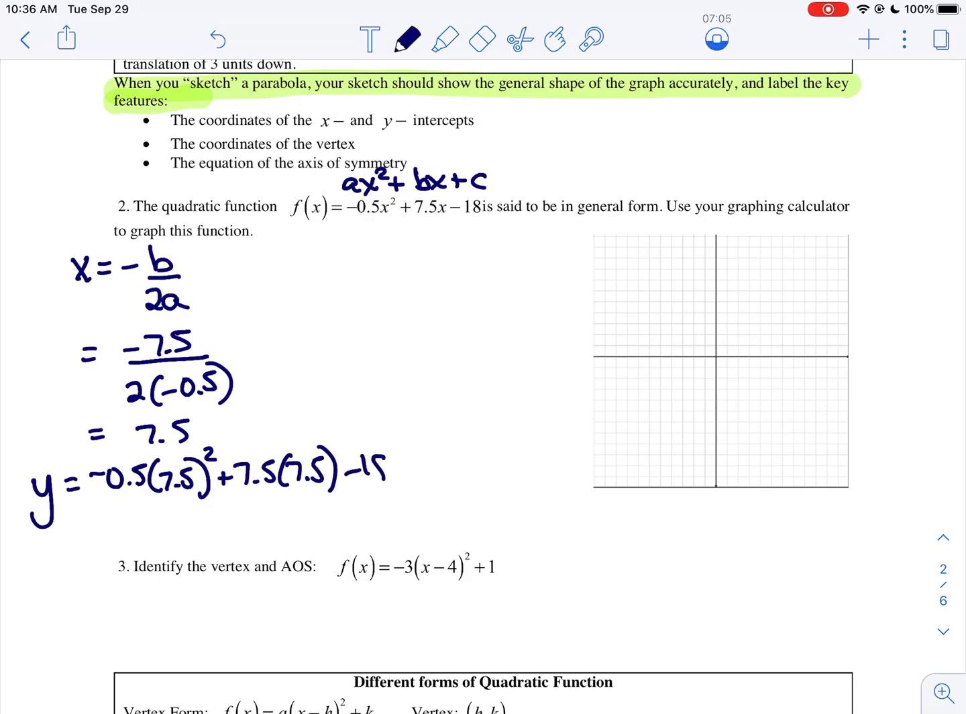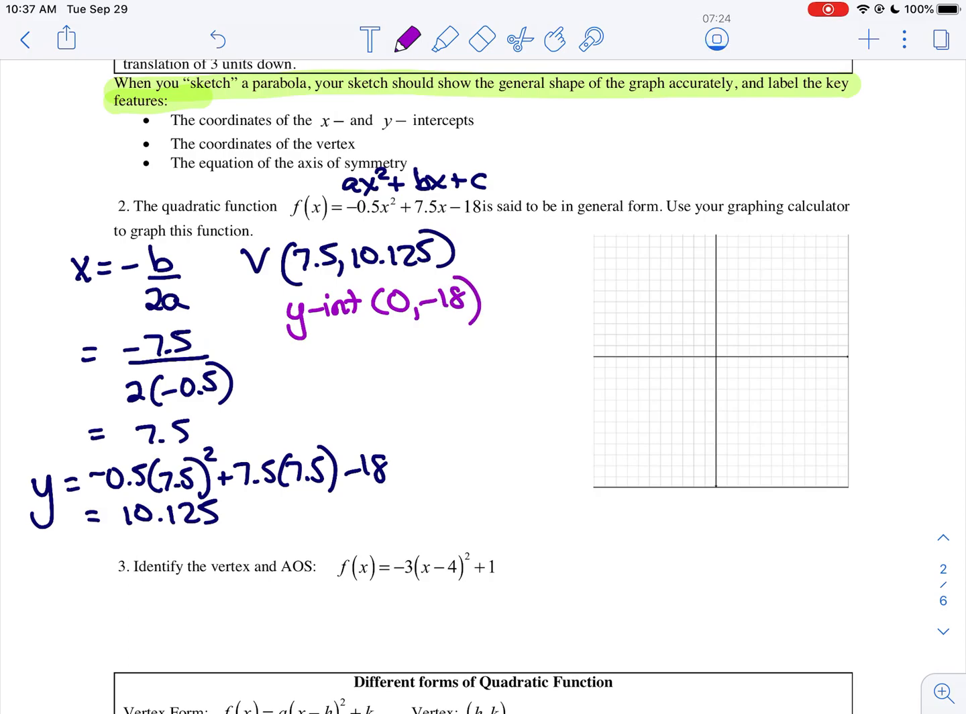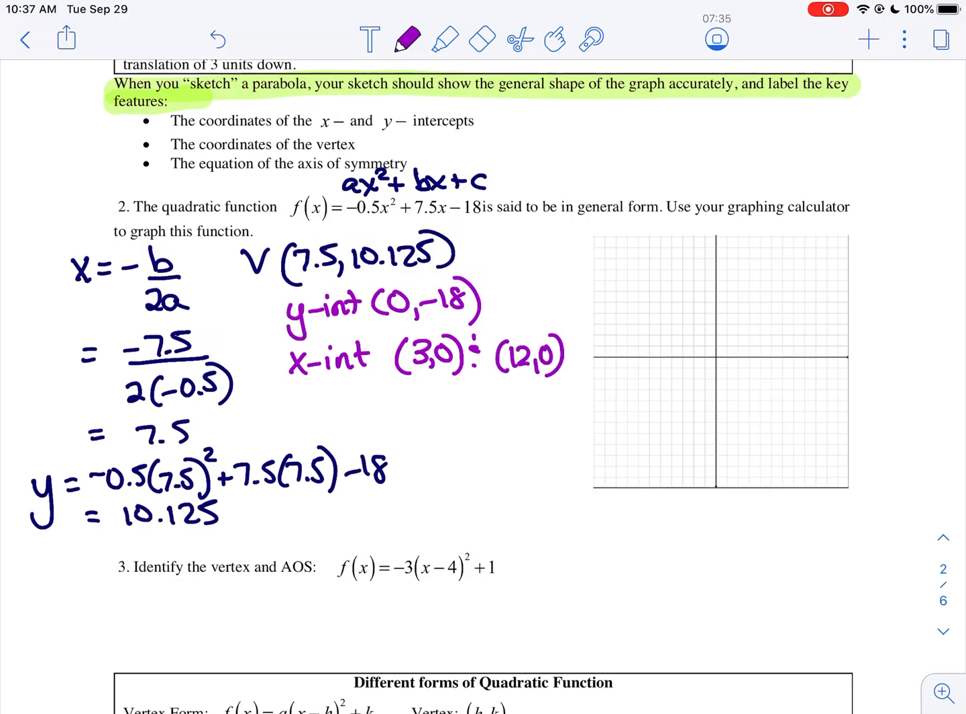And again, I am trying to do this rather quickly, so pause it if you need. So then my vertex is 7.5, 10.125. I'm going to change colors. My y-intercept would be 0, -18. I went to my graphing calculator, and I just did the x-intercepts from the graphing calculator.